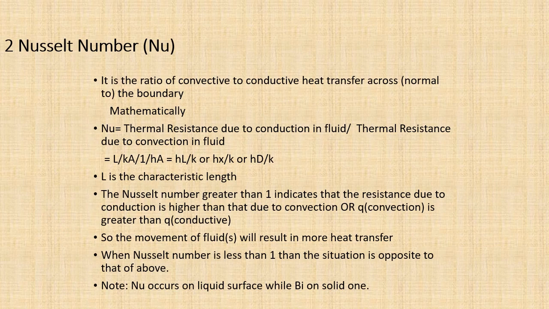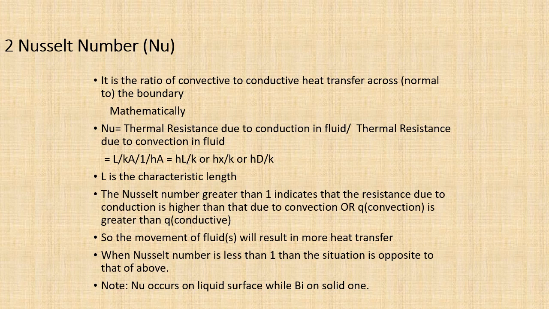The second number is Nusselt number. Nusselt number is the ratio of convective to conductive heat transfer across the boundary. Mathematically, we can say that Nusselt number is the ratio of thermal resistance due to conduction in a fluid to that of thermal resistance due to convection in that particular fluid. So it is equal to H into L divided by K, or H into D divided by K, where L is the characteristic length.